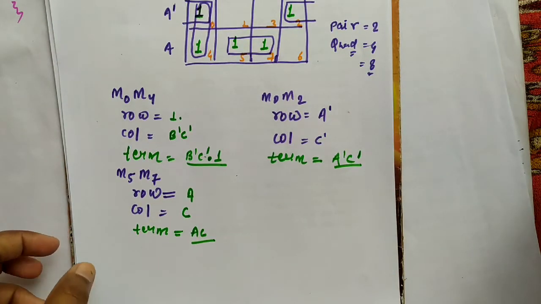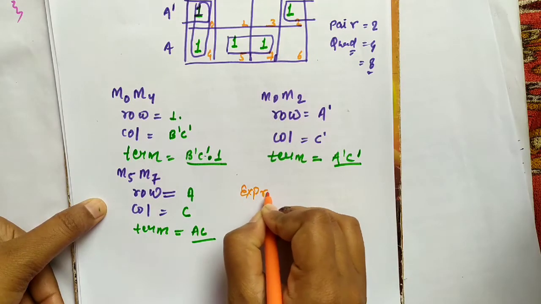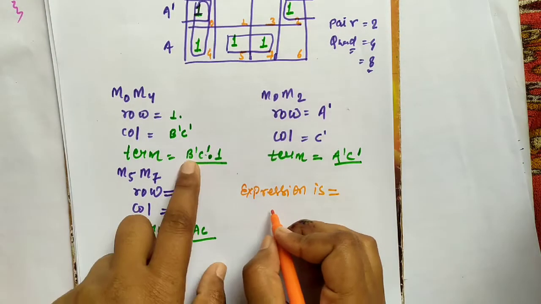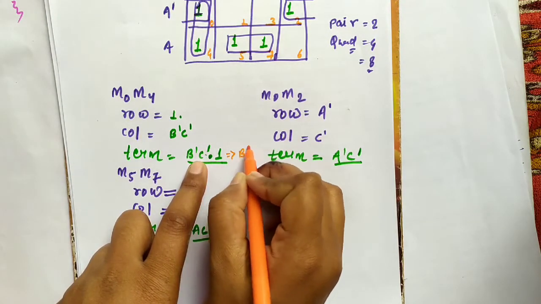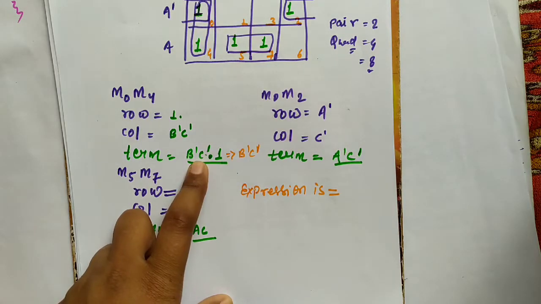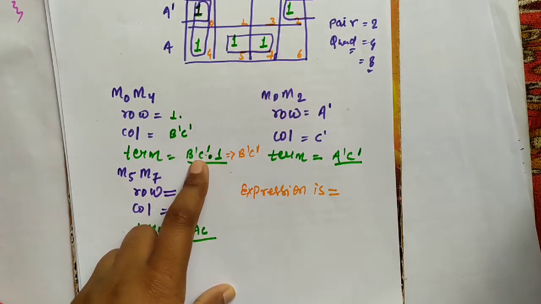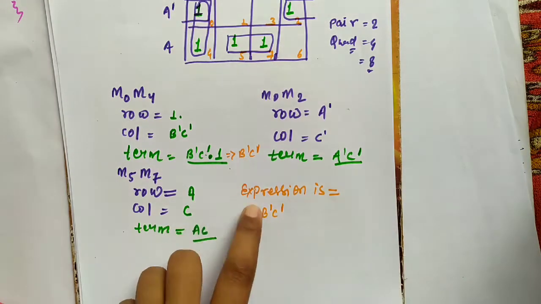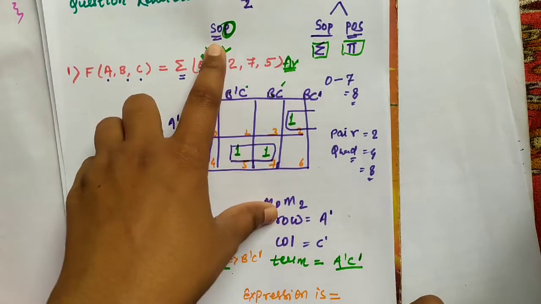So the OR expression is B dash C dash into 1. That means it is B dash C dash, by the property of 0 and 1. When we multiply any number with 1, we get that number only, not 1. So the expression is firstly B dash C dash. After that we put a plus, because it is in the form of SOP.